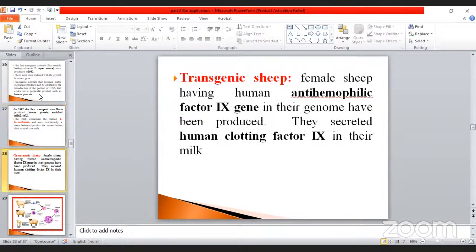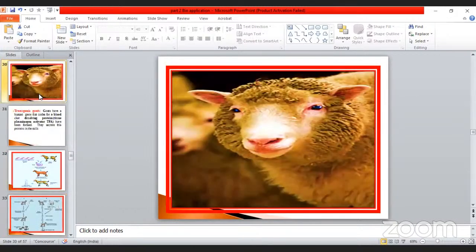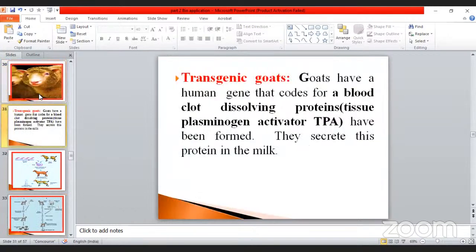And the transgenic animal is very important for one of the hemophilia factors, called anti-hemophilia factor IX. The milk contains this component, so we will not suffer from hemophilia B. And then there is a technique we already discussed. This is Dolly.